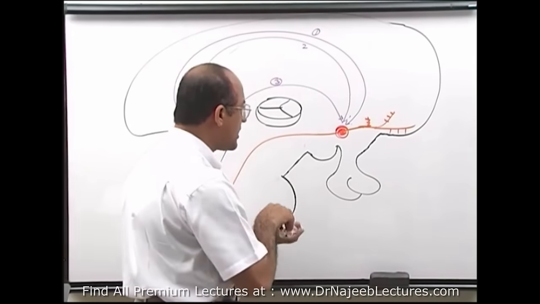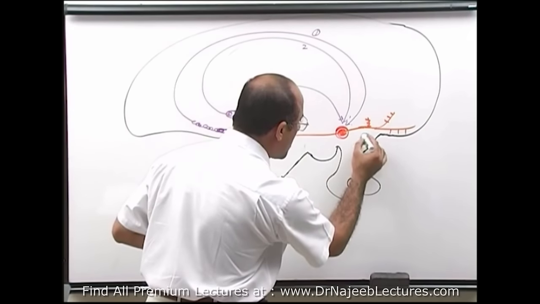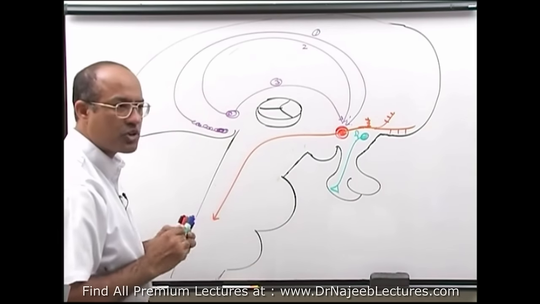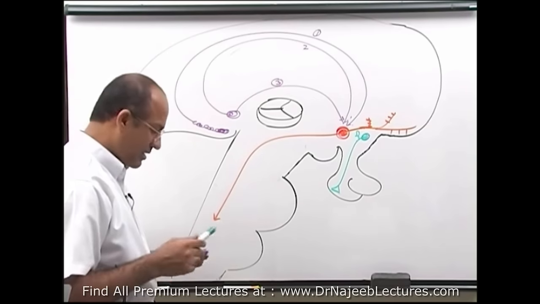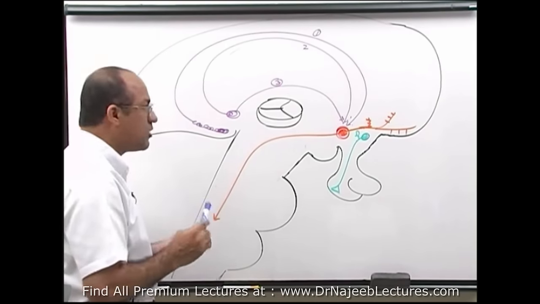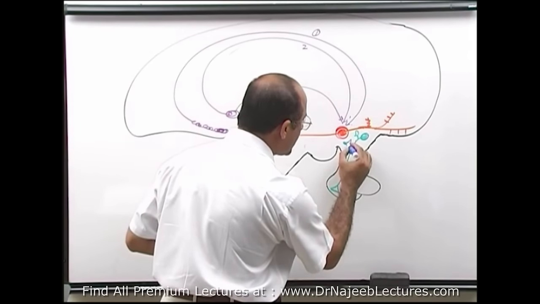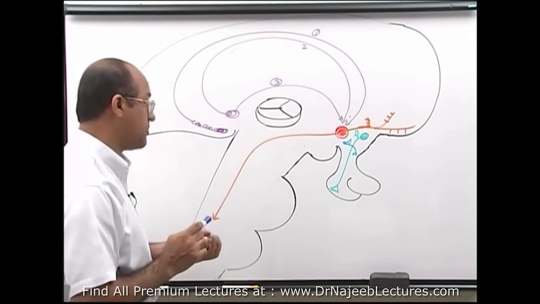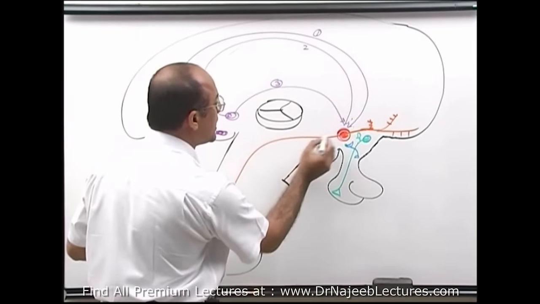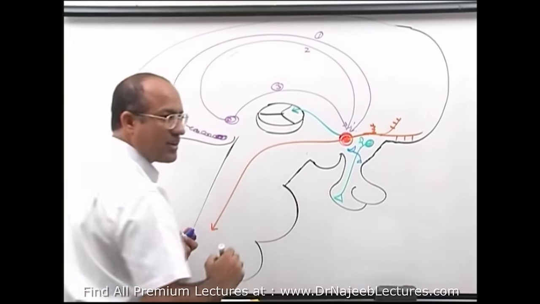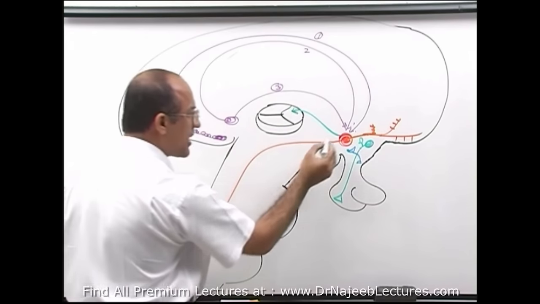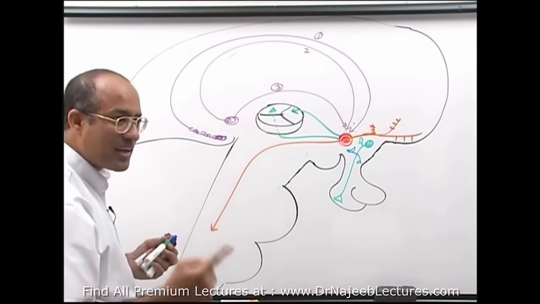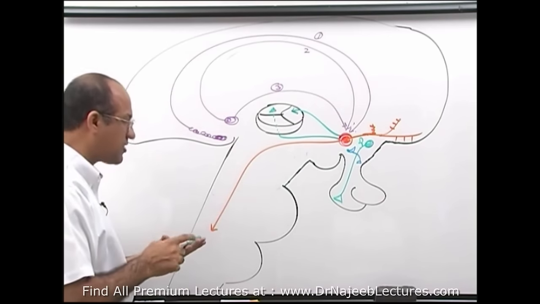And then there is a pathway from the supraoptic nucleus and paraventricular nucleus going to the posterior pituitary. What is it? Supraopticohypophysial. From the arcuate nucleus going to the infundibulum, tuberohypophysial pathway. That's good. Then from here, this fiber, what is it? Mammillothalamic. And then from here, inferior thalamic peduncle. Very good. I'm really impressed by you.